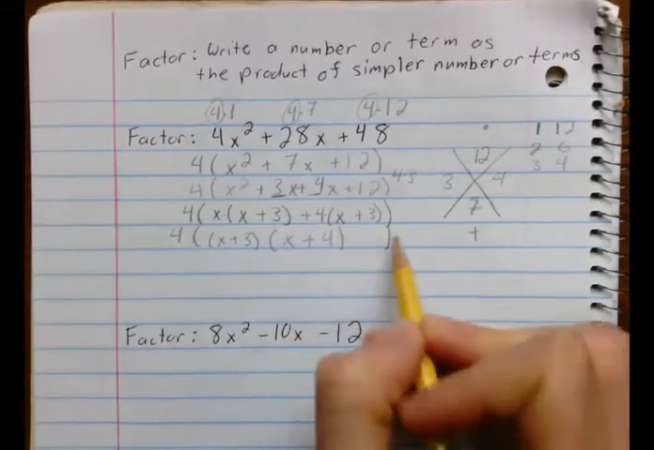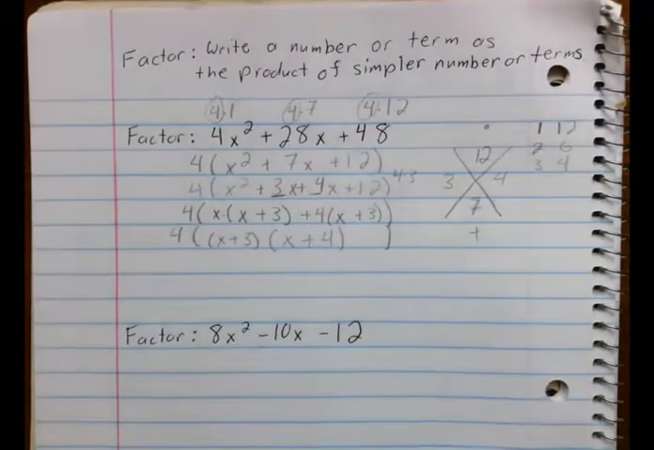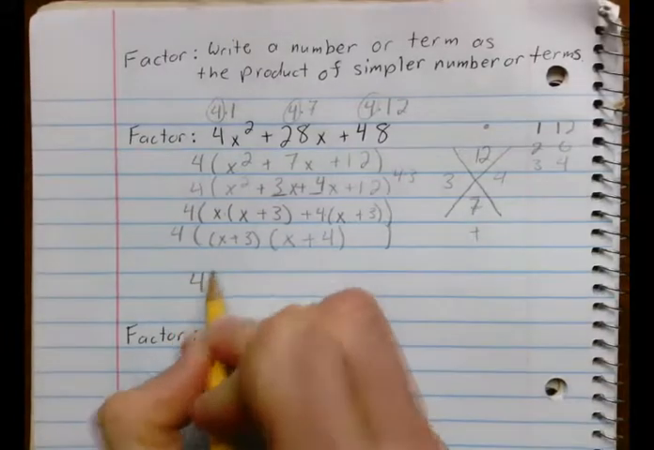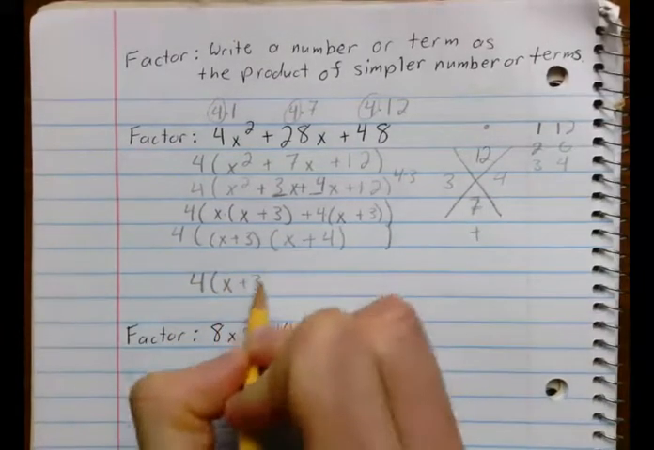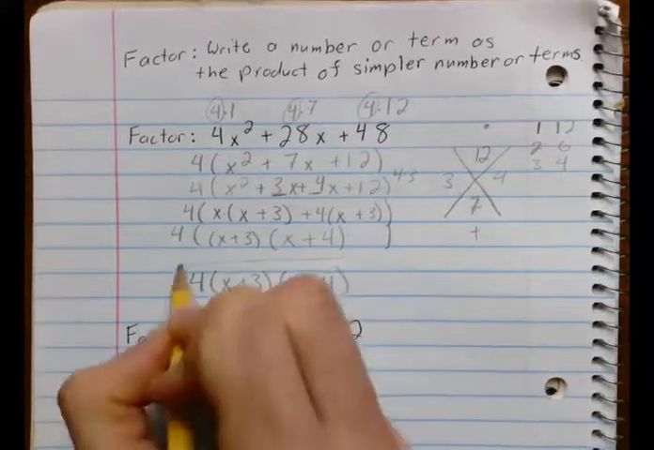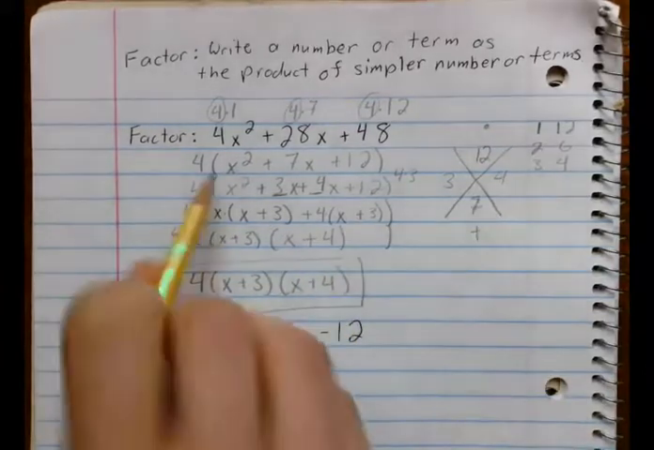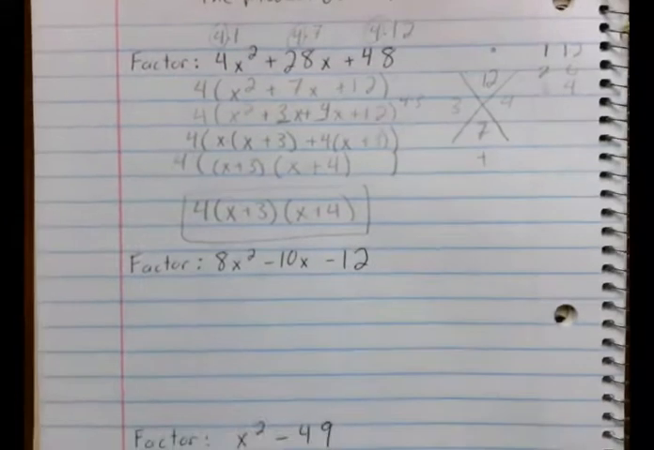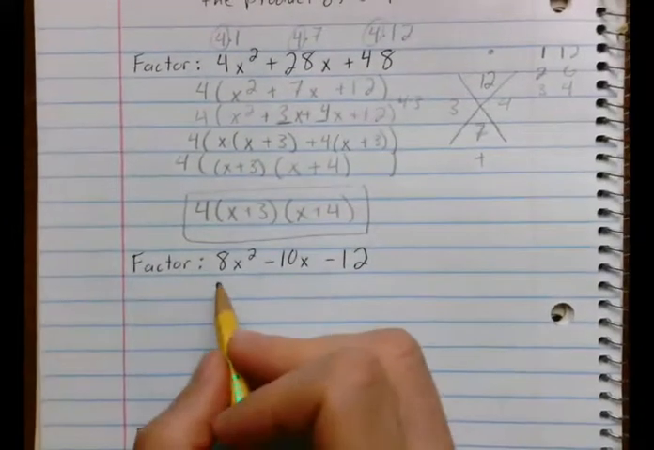And I can slide that parenthesis in a little bit if that's easier to look at, but that's what our solution looks like. When we factor that, our answer is 4x plus 3 times x plus 4. Those are the terms that multiply together to give us that original expression.